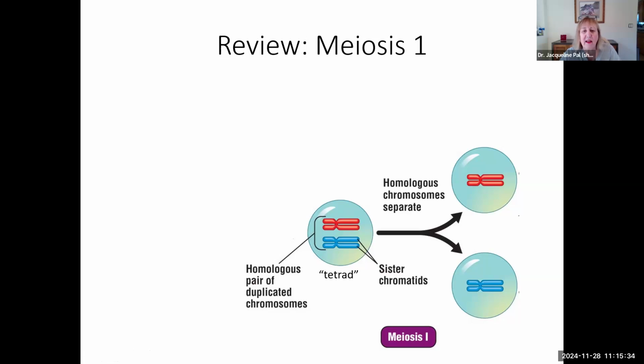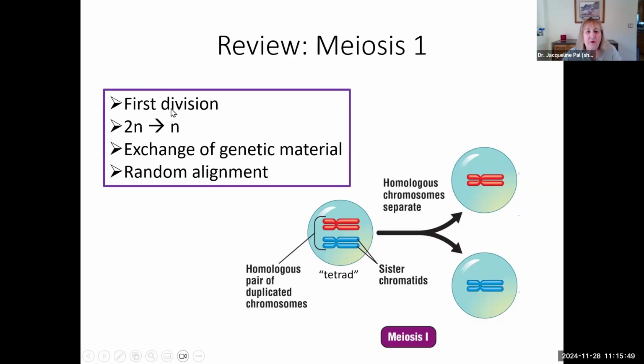In meiosis 1, they line up as a tetrad and they separate, but we still have the sister chromatids at the end of meiosis 1. So the first division takes us from 2N to N, in other words, from diploid to haploid. In meiosis 1, we will have exchange of genetic material during crossing over, and random alignment during independent assortment.